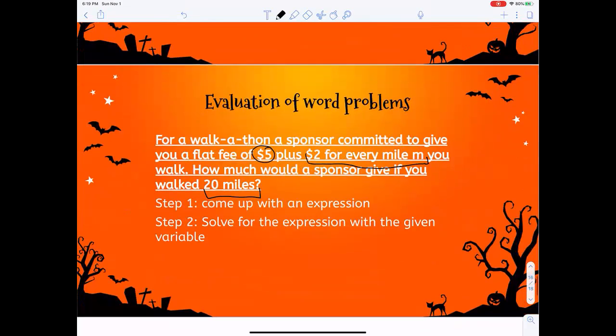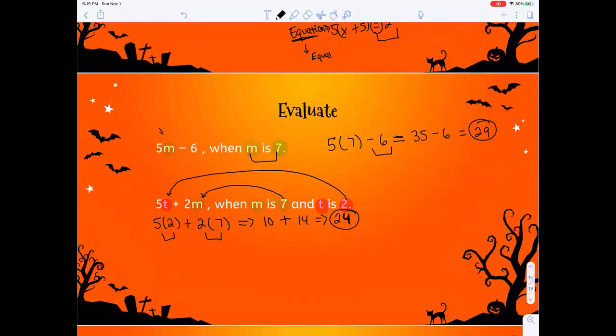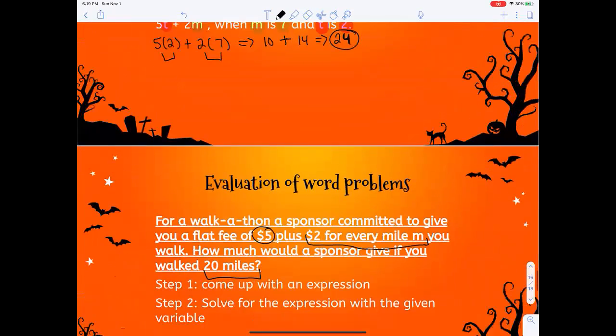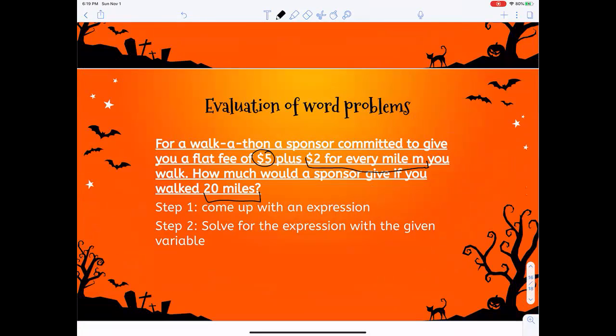First, let's see what expression. Remember, here we're given expressions, and then we're given a value to be able to put it in. So my first step should always be come up with an expression. Whenever you're given a word problem, you first want to come up with an expression. So take a minute and write these 2 steps down for evaluating expressions with word problems. That's what you should head it. And then step 1, come up with an expression.